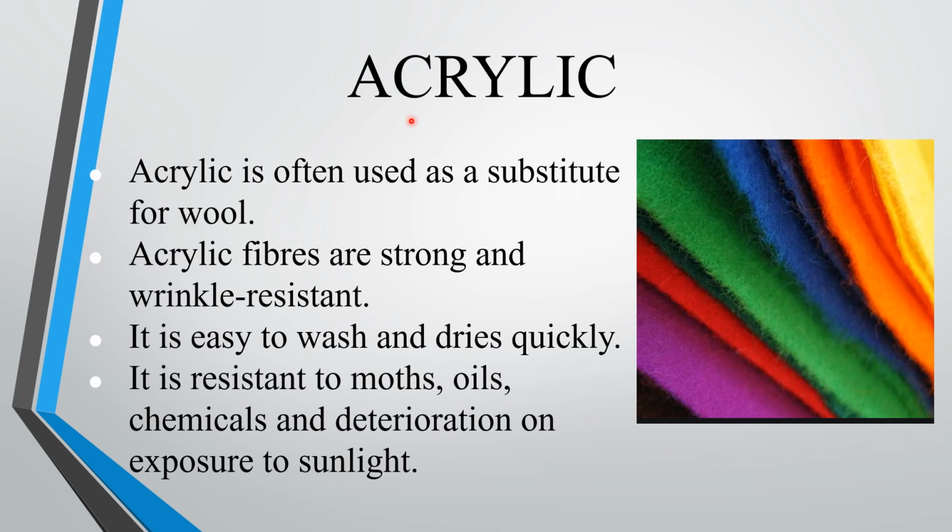Now let us discuss the next type of synthetic fiber, which is acrylic. As it is falling under the heading synthetic fiber, we all know acrylic is a synthetic fiber. And this acrylic is made out of a chemical called acrylonitrile through polymerization. Acrylic is commonly used as a clothing material, and it is very light in weight, soft and warm, and hence it almost mimics wool, and so acrylic is often used as a substitute for wool.